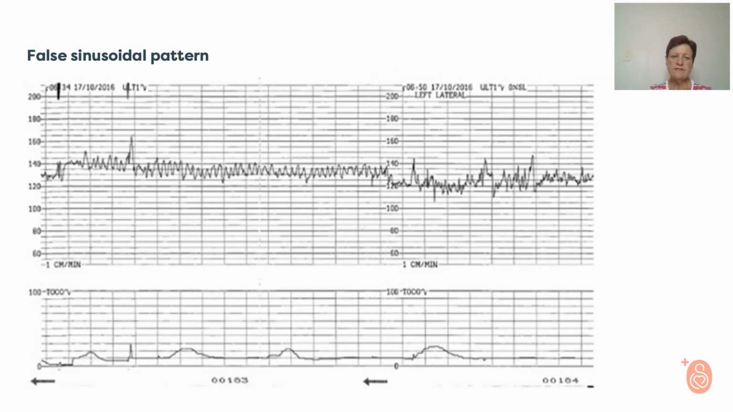Here you can see a false sinusoidal pattern, and the typical difference between a false sinusoidal pattern and a true sinusoidal pattern is what you can see here. Here you see this wavy part of the sinusoidal pattern, and then it just goes over into a normal pattern where there's normal variability and normal accelerations, etc. So this, as I've said, is a typical false sinusoidal pattern.